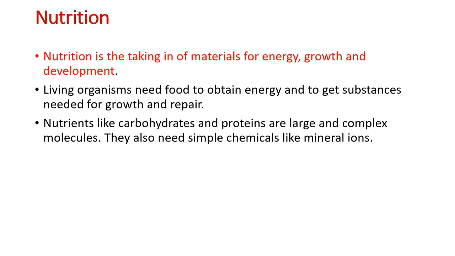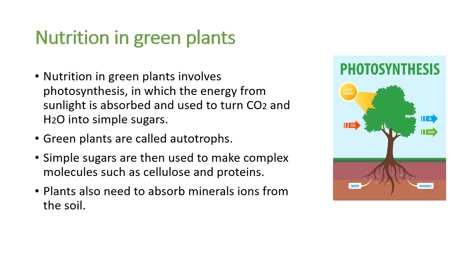Nutrition in green plants. We all know that green plants are called autotrophs because they are able to make their own food. Nutrition in green plants involves photosynthesis, in which the energy from sunlight is absorbed and used to turn carbon dioxide and water into simple sugars. Green plants are therefore called autotrophs. Simple sugars are then used to make complex molecules such as cellulose and proteins. Plants also need to absorb mineral ions from the soil.